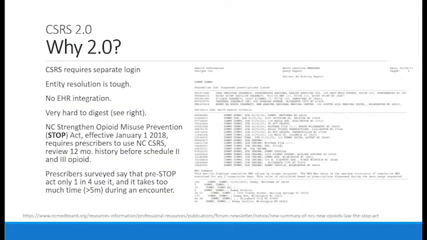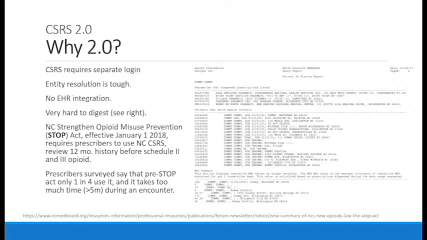So CSRS 2.0. So why would we do this? CSRS requires a separate login for providers. Entity resolution is tough, so knowing that the patient is the same patient and that you're not splitting that historical data up into 10 patients is very important for measuring these longitudinal metrics. There's no EHR integration, again, a separate login, so that means that folks have to come out to log into a new system, if they remember their username and password. It's very hard to digest.